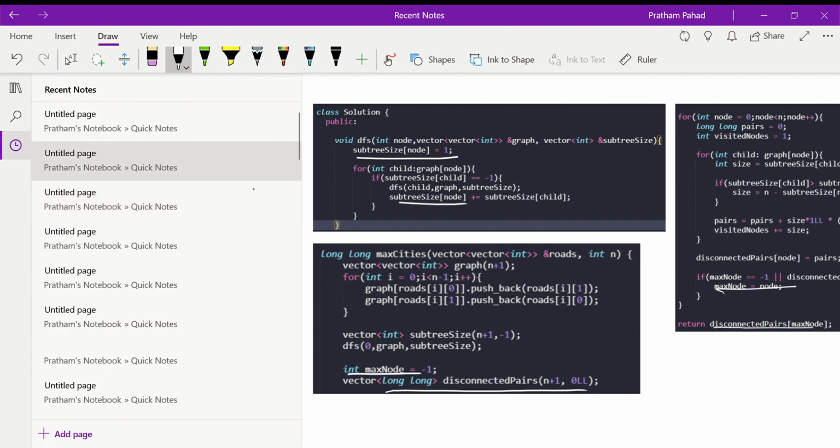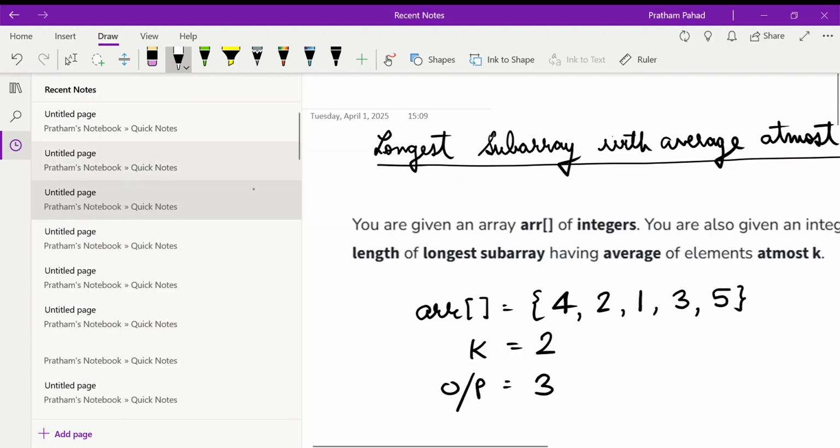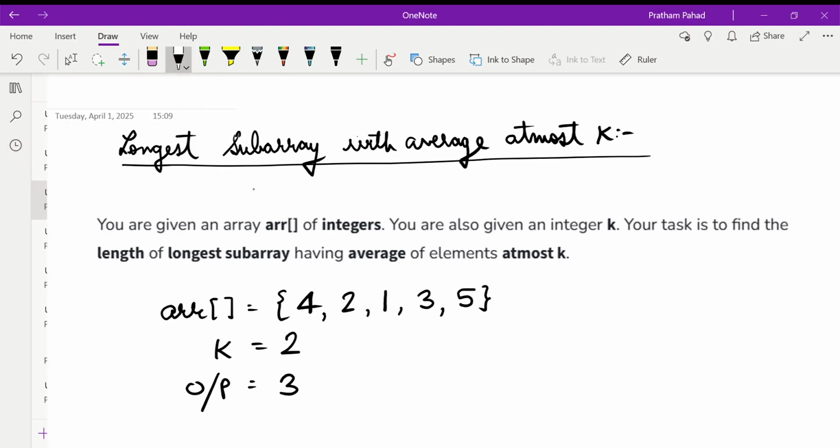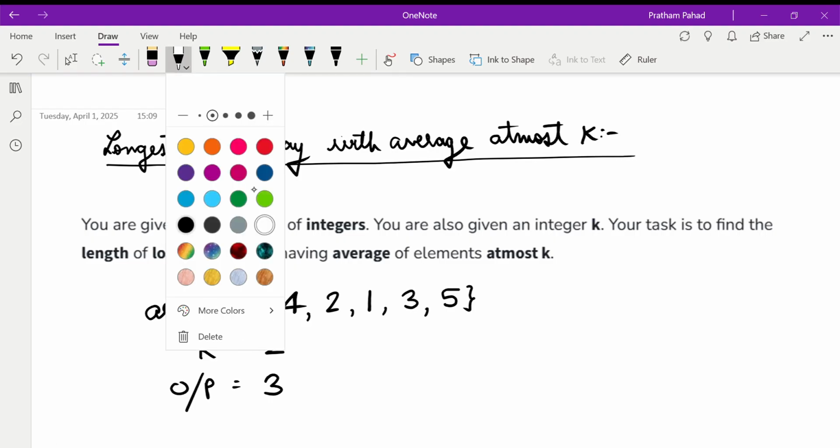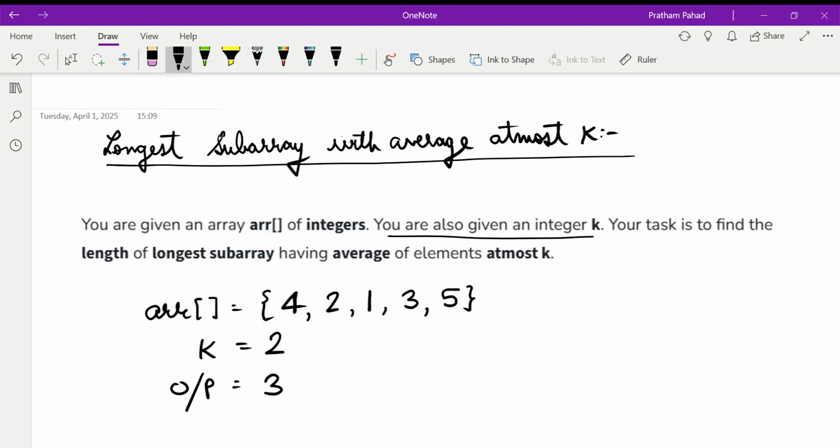Next and the final problem: the longest subarray with average at most k. Let's read this problem first. You are given an array of integers and an integer k. Our task is to find the length of the longest subarray having average of elements at most k.